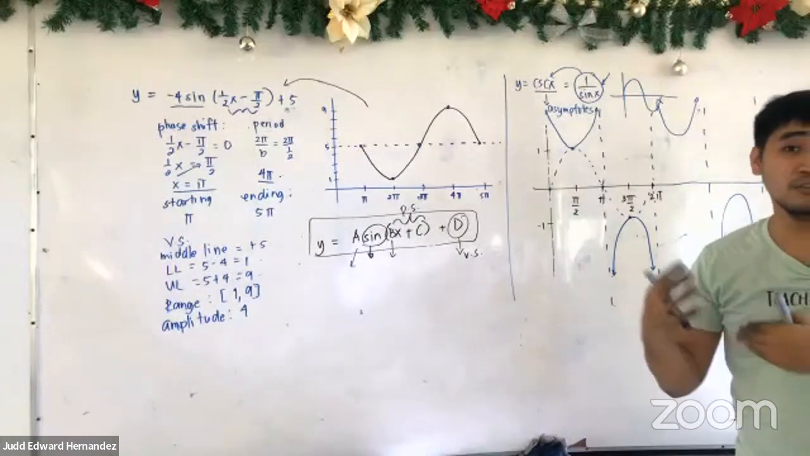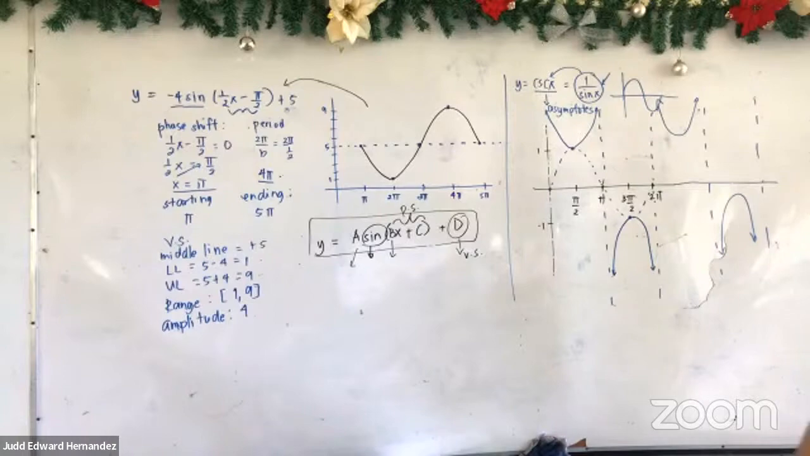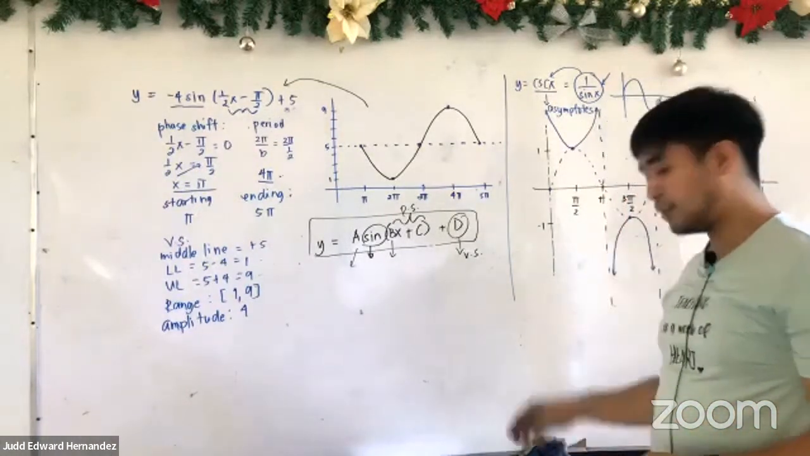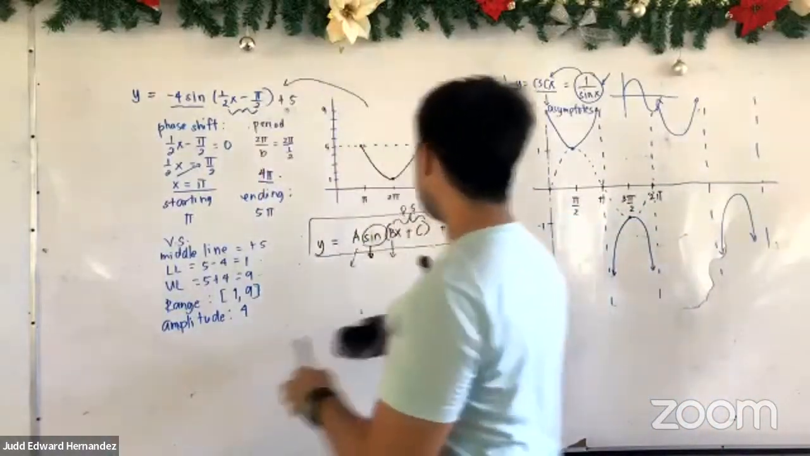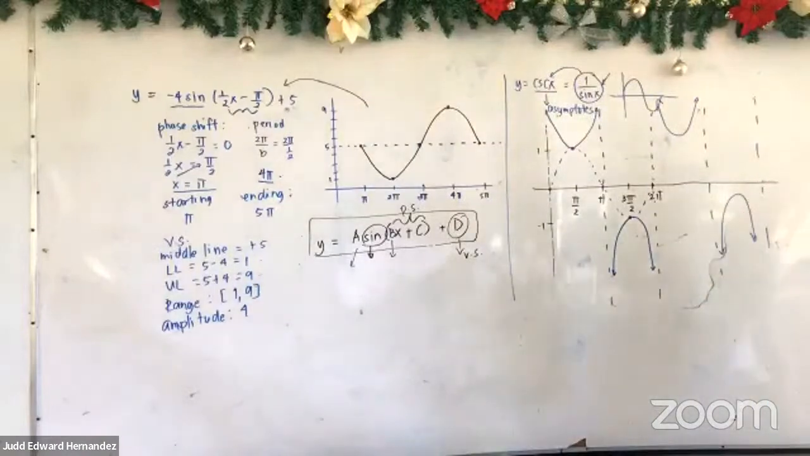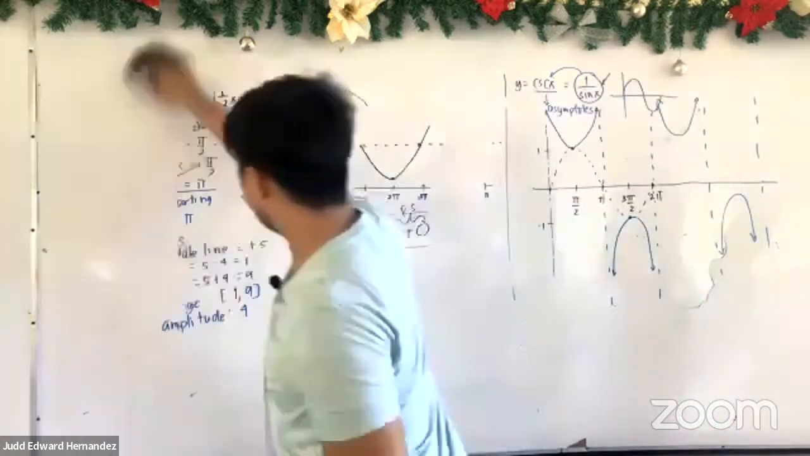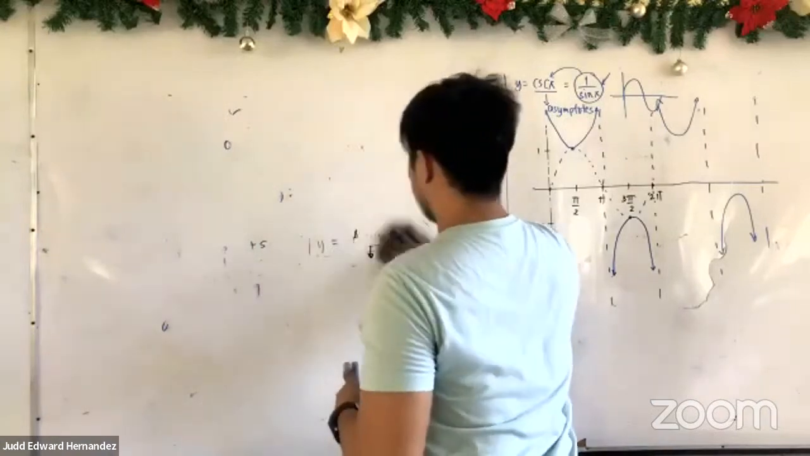O, kuhanin naman natin yung isa na co-function. Ano naman yung isa na co-function, guys, na alam nyo? Secant po. Okay, paki-screenshot muna para hindi mabura or hindi nyo makalimutan. Okay? So, ano naman kaya yung magiging graph ngayon ni secant?